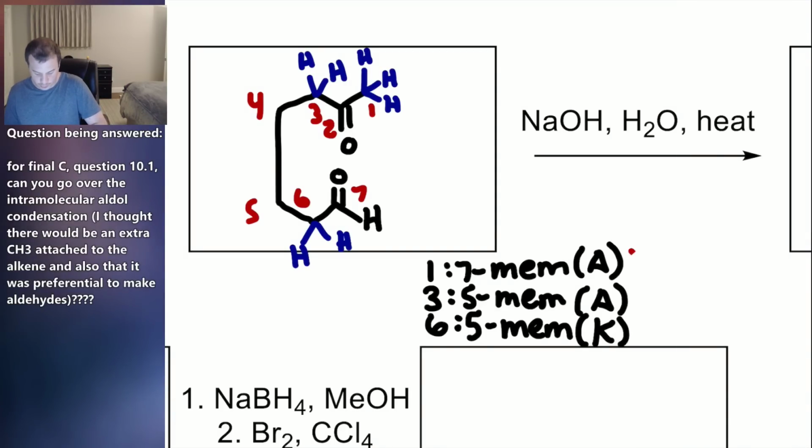And so number 1 obviously loses because 7-membered rings are not favored. So it's between 3 and 6. 3 is counting towards an aldehyde and 6 is counting towards a ketone. It's much better to count towards an aldehyde than a ketone. So 3 wins. So we're going to connect 3 to 7. 1, 2, 3, 4, 5. 3 to 7 is what we're connecting.